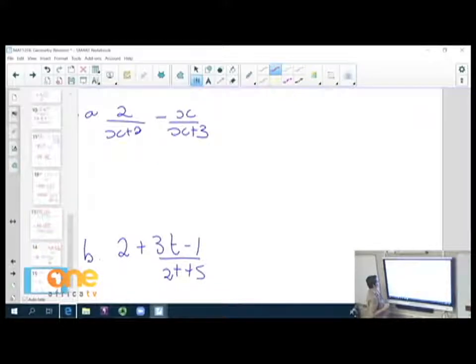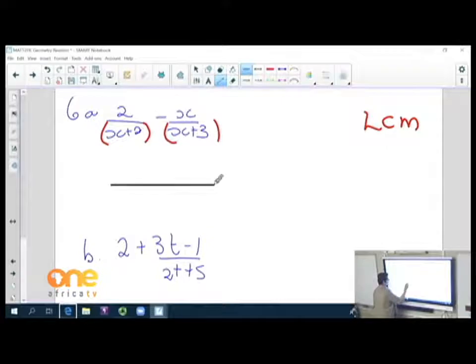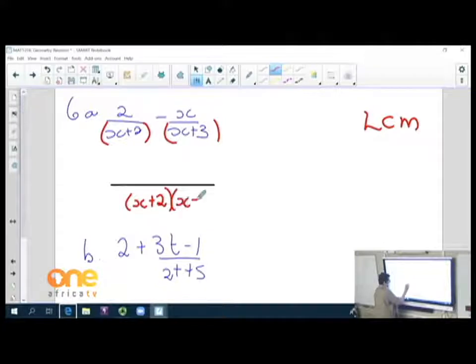And question 6. Now this time it's again addition and subtraction. So what is my keyword? LCM. It's nice to put brackets around there so that you can see that LCM. So the LCM is now going to be x plus 2 times x plus 3.